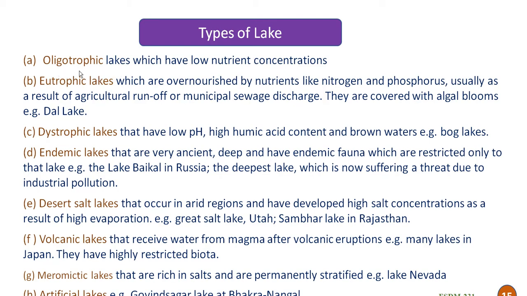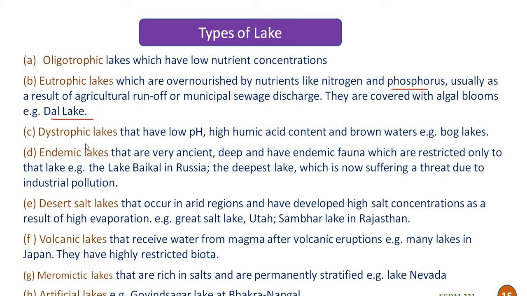First is oligotrophic lakes, which have low nutrient concentration. Then eutrophic lakes, which are over-nourished by nutrients like nitrogen and phosphorus, usually as the result of agricultural runoff or municipal sewage discharge, and they are covered with algal bloom. For example, the Dal Lake is an example of a eutrophic lake, over-nourished by nutrients.